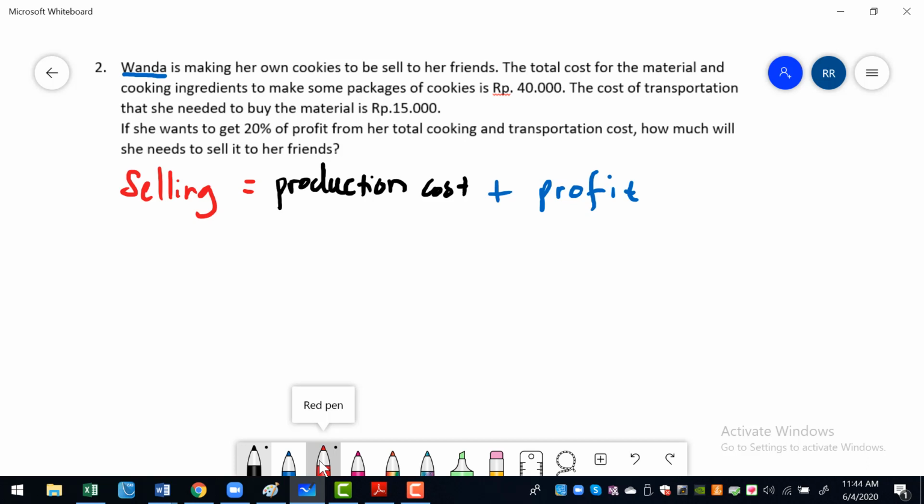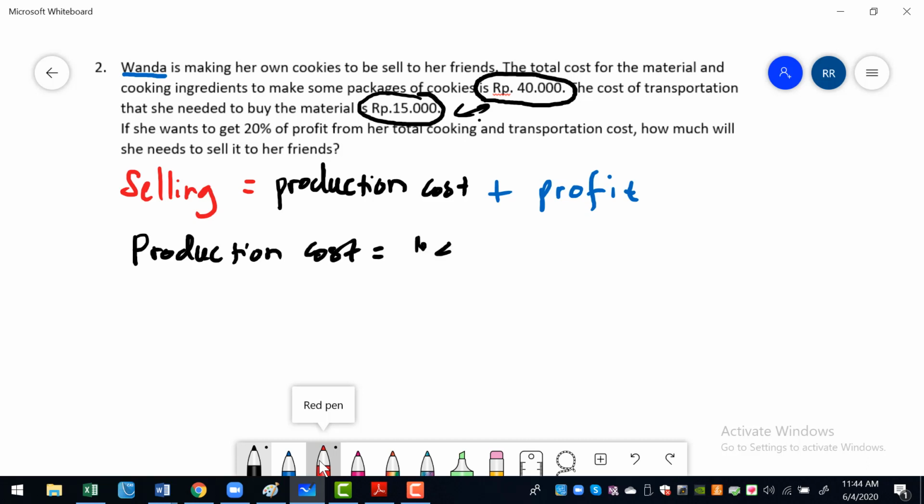Okay, so let's do it one by one. The production cost in here is this money here and also this money here, right? Because she needs to go to the groceries or store. So the production cost in here is these two, right? So again, I'm going to write the production cost. It will be equal to this 40,000 rupiah here to make the cookies, and also the transport that she needs in order to buy the ingredients. So it goes to 55,000 rupiah.